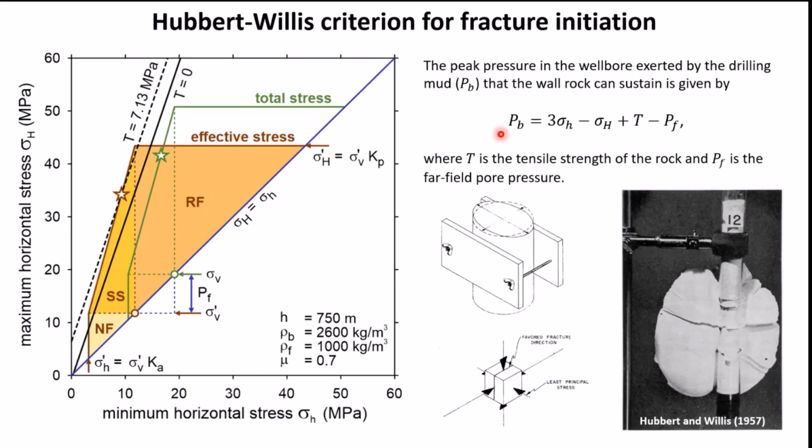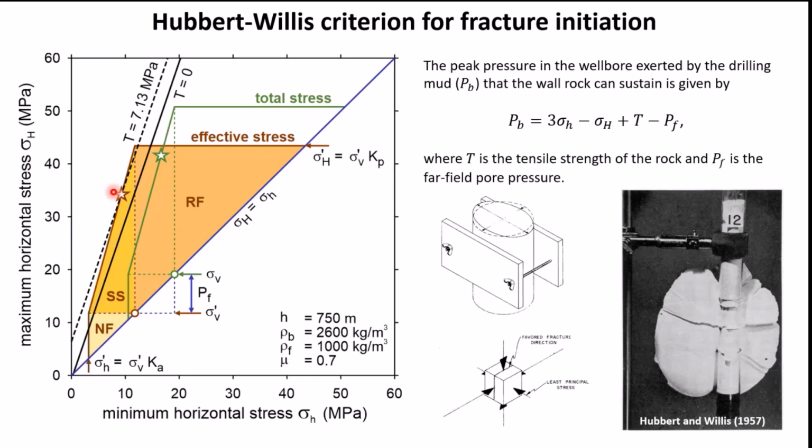And then there's the Hubbert-Willis criterion. So he used Kirsch's solution to derive a criterion for the onset of fracturing. And then you can take this criterion and plot it as a straight line. For example, for a tensile strength of 0. So all the stress states above that tensile strength of 0 line, this is where tensile stresses develop. Okay? And then it obviously depends on the tensile strength of the host rock if you form a fracture.